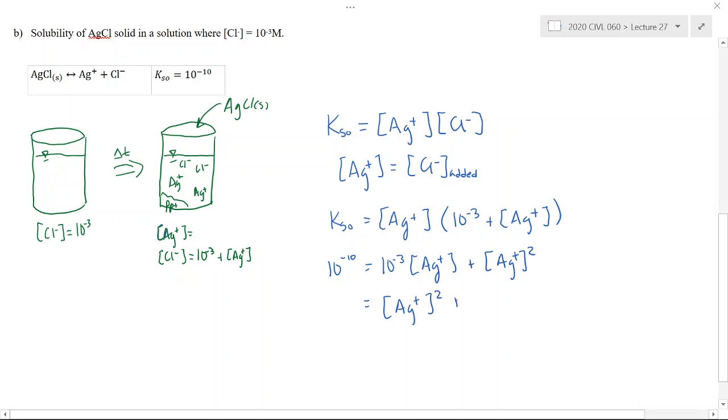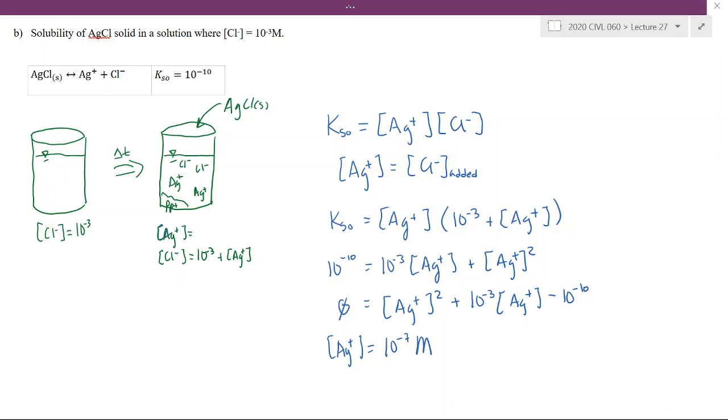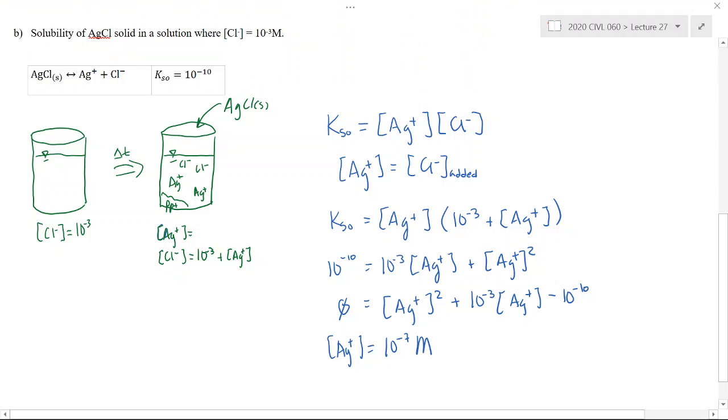If you're handy with a solver on your calculator, you can solve it that way. Whatever is easiest. Be careful here though, because you do need to keep your digits because we're dealing with small numbers. And I get a solution for the silver of 10 to the minus 7 moles per liter. And this is the solubility limit for silver chloride when it's added to a chloride solution.